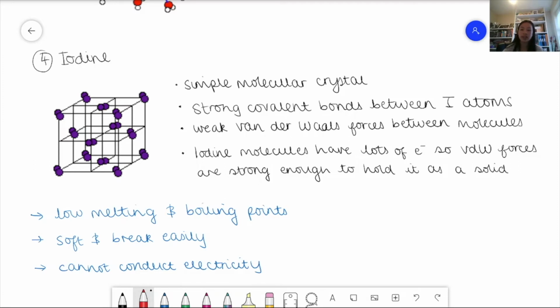Some of the physical properties are that it has a low melting and boiling point. That's because the forces between the molecules are very, very weak, so we can break them easily, so it doesn't take very much energy to overcome. They're soft and break easily. That's kind of the same thing, so it doesn't take very much energy to overcome. And it cannot conduct electricity, and that's because it doesn't have any ions or delocalized electrons to carry the charge.